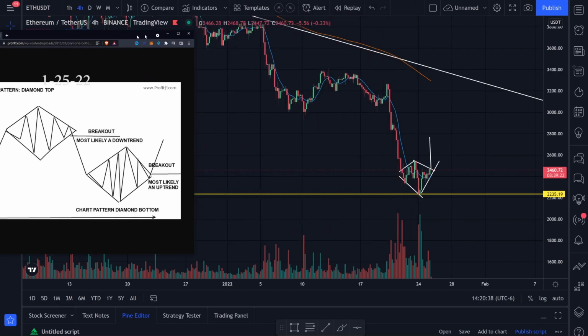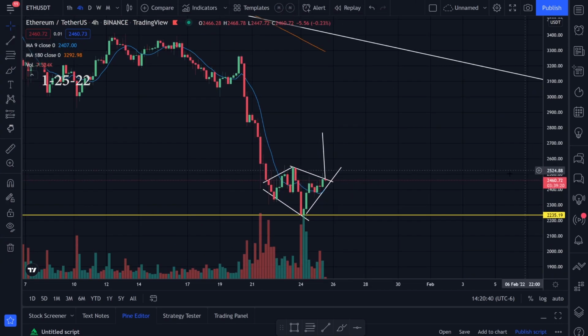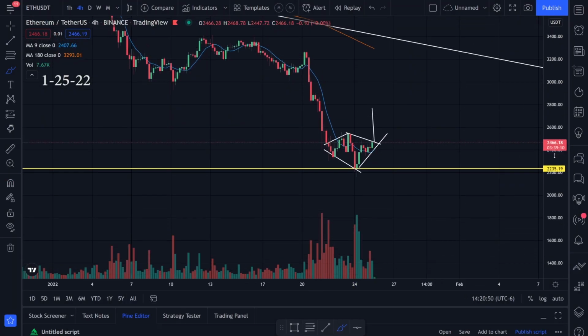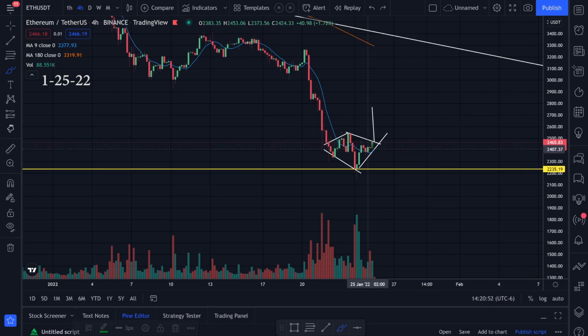So this is kind of interesting in general. Like I said, it's possible if we break this little pattern right here going to the upside, then we can maybe target from the top to the bottom of this diamond for starters. I think it's a reversal pattern in general. So let's see if we could break to the upside.